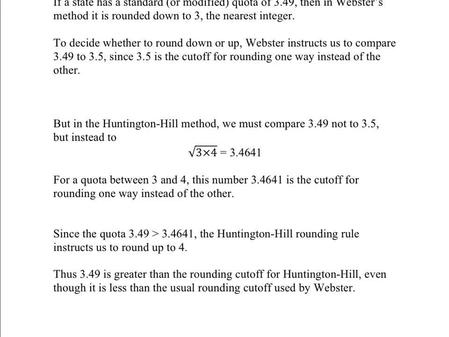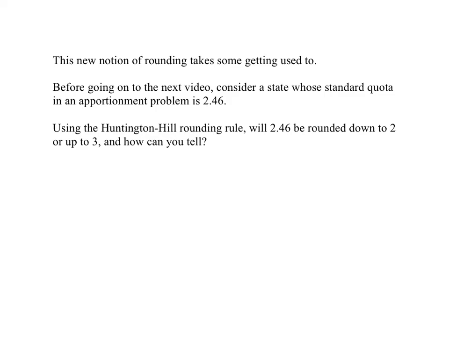This is a little bizarre the first time you see it. What we're saying is 3.49 is greater than the rounding cutoff for Huntington-Hill, even though it's less than the usual rounding cutoff used by Webster. If you think this is a little odd, you are in very good company. This new notion of rounding does take some getting used to. So before going on to the next video, let's practice this.